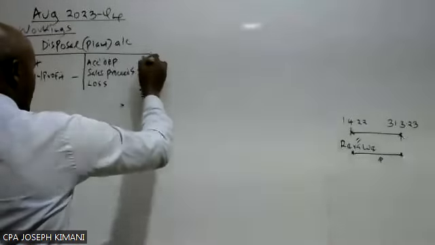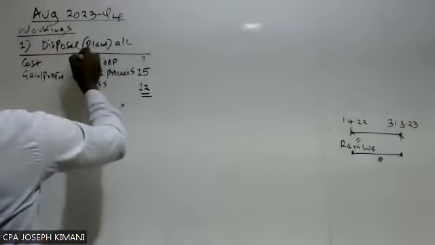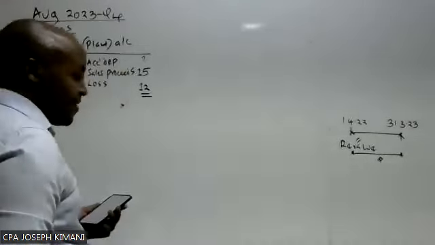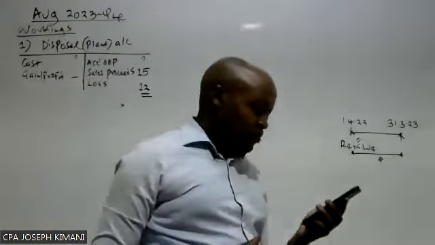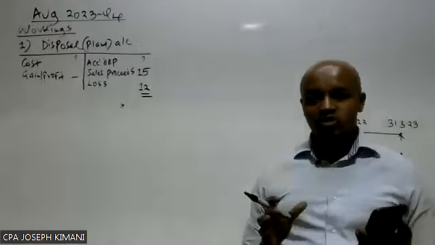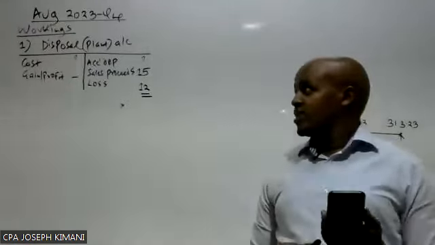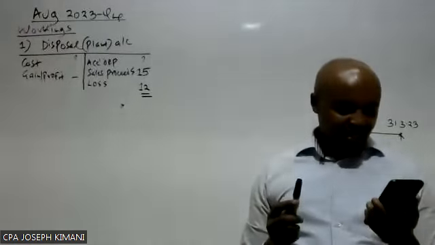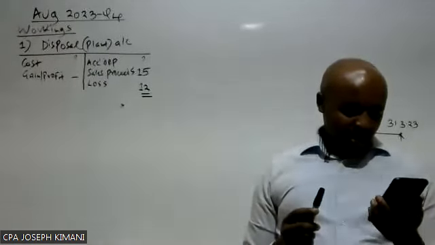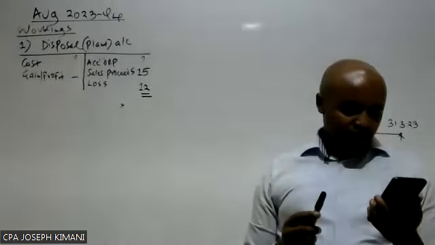But you can see now in our case, we are not given the accumulated depreciation. We are also not given the cost. So I'll show you how we are going to determine those two values, the accumulated depreciation and also the cost.